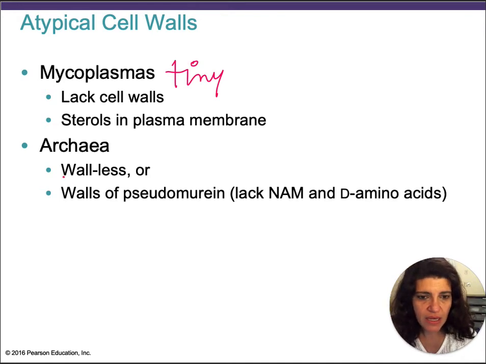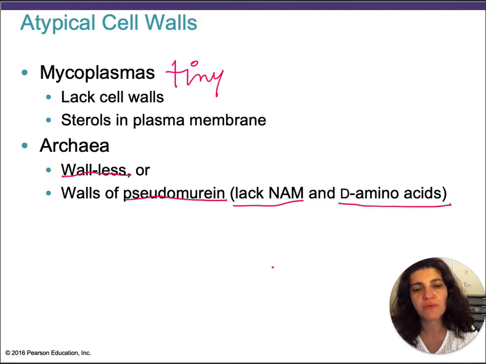Archaea, remember, either don't have a cell wall or have a cell wall of a molecule that is similar to peptidoglycan, but it's called pseudomurein. They lack muramic acid and they have some amino acids that are different from the ones you see in the peptidoglycan. So that's archaea. And remember, that's one thing that distinguishes archaea from bacteria.